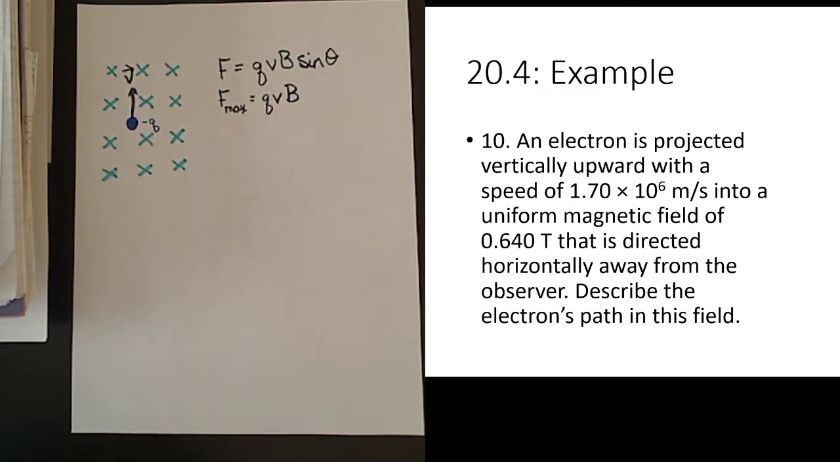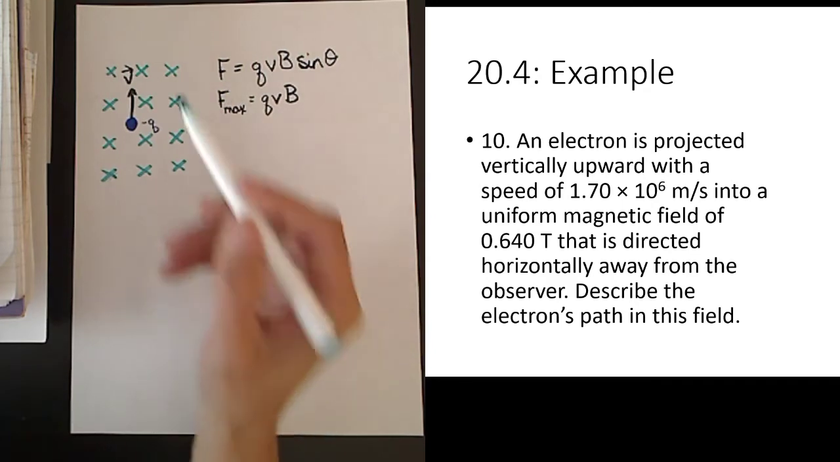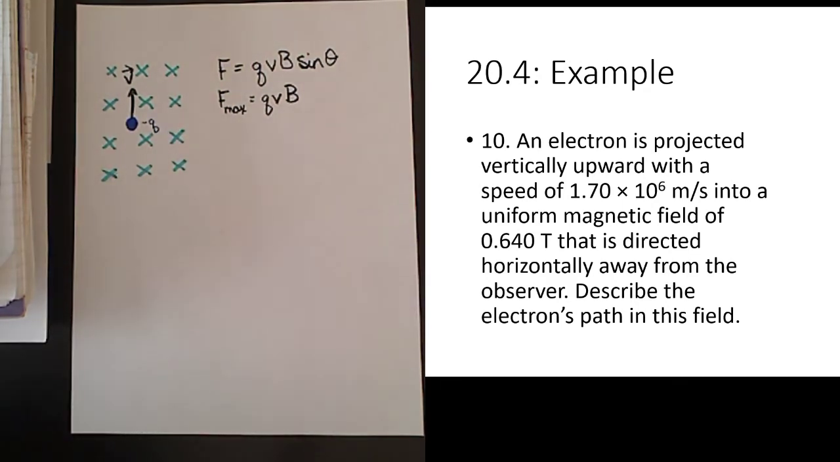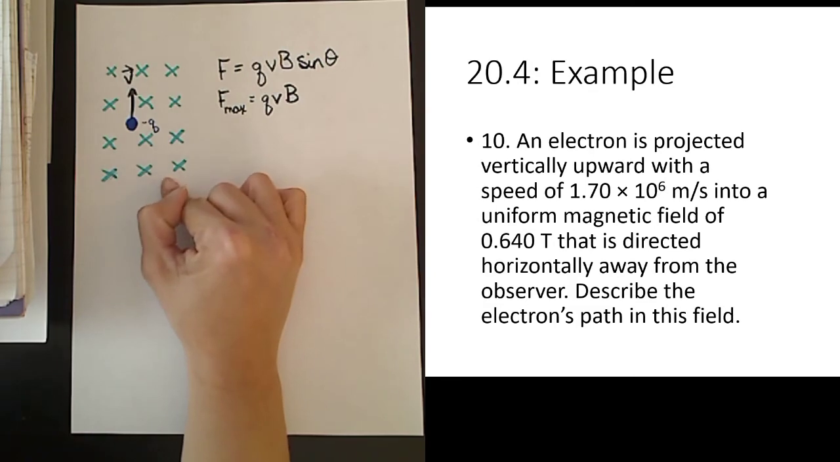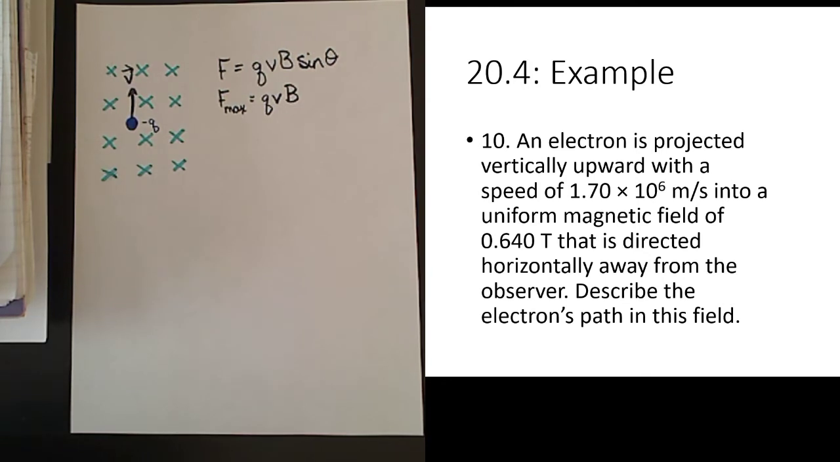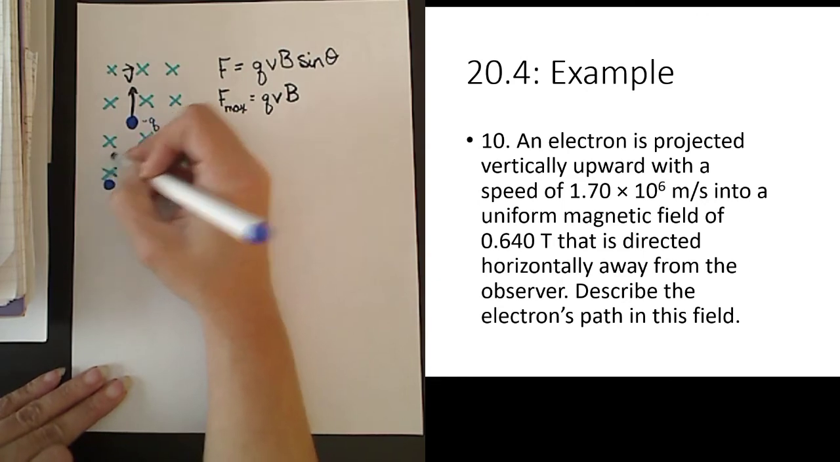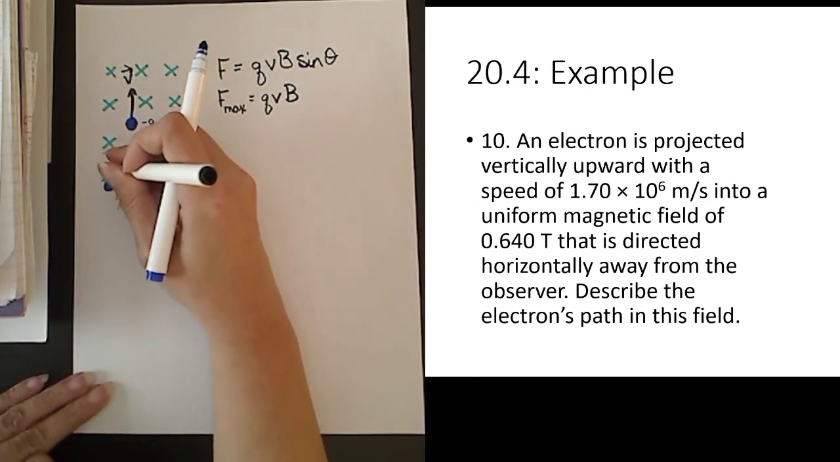So we have an electron that is traveling vertically up the page, and then we have a constant magnetic field that is into the plane of the page. Okay, so we know from the right-hand rule that as this electron enters this magnetic field, it's traveling with a velocity v.